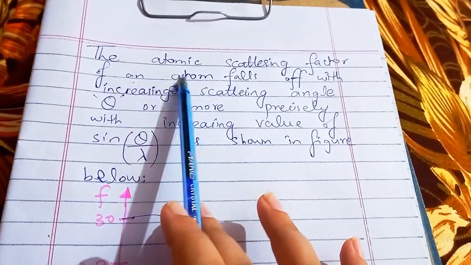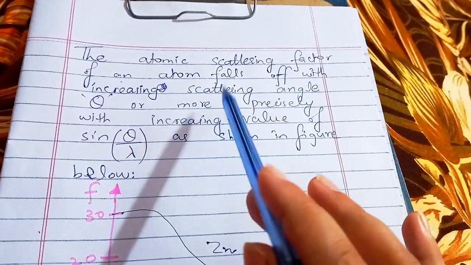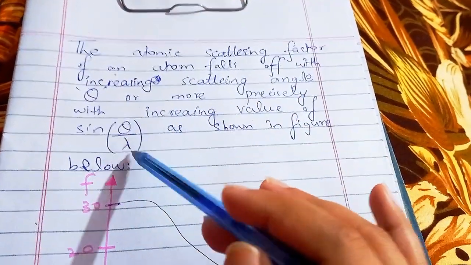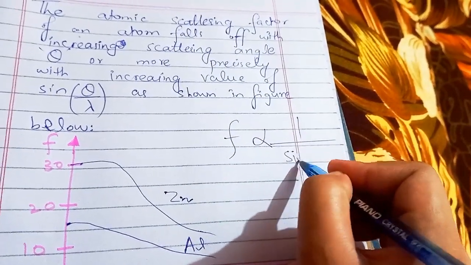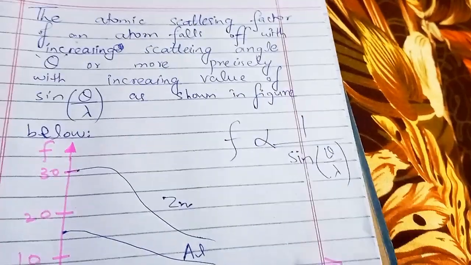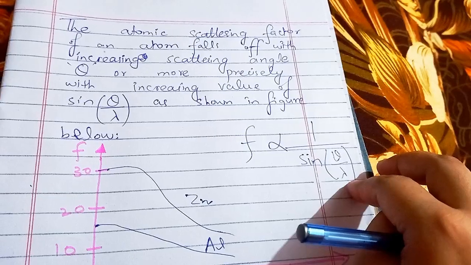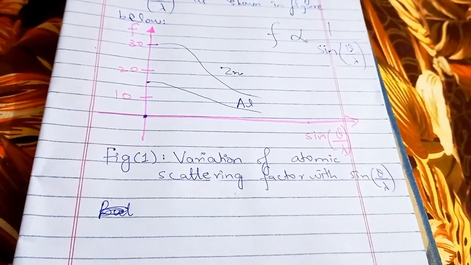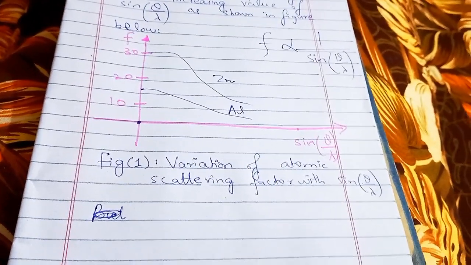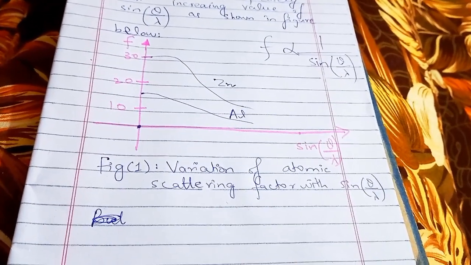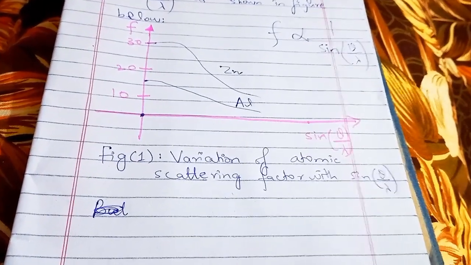Roughly, approximately, we can say that f decreases with increase in theta, but precisely, f decreases with the increase in the value of sine theta by lambda. So we can write it like that. There is an inverse relation between these two quantities: f is inversely proportional to sine theta by lambda. But if the atom was a point-like object, if the electronic cloud wasn't a thing and every electron is stacked over each other, then there would be no dependence of the atomic scattering factor on the scattering angle.